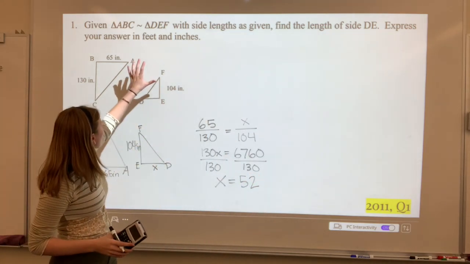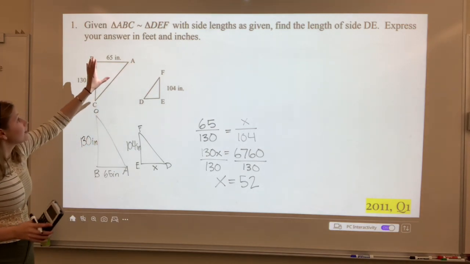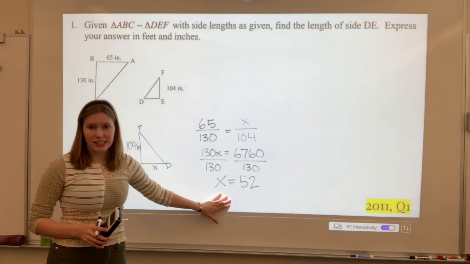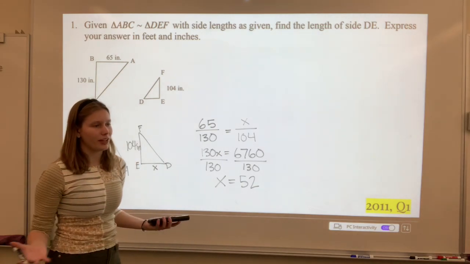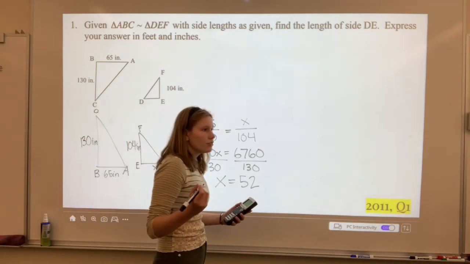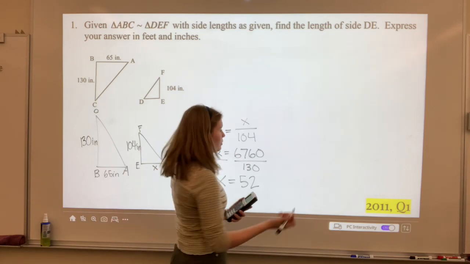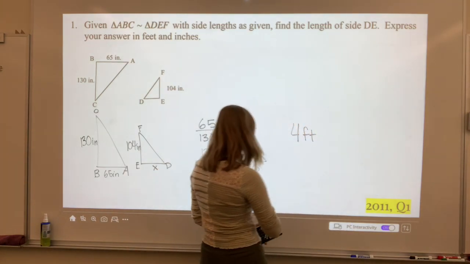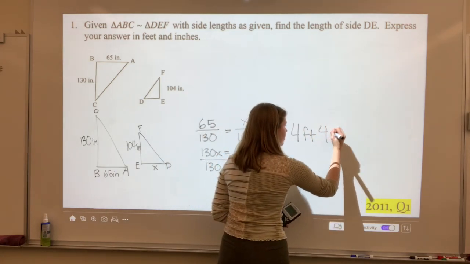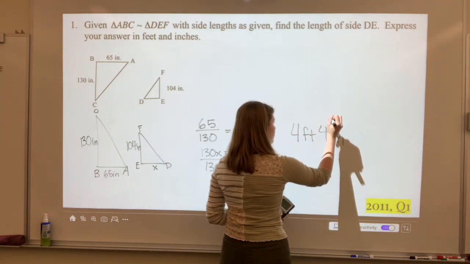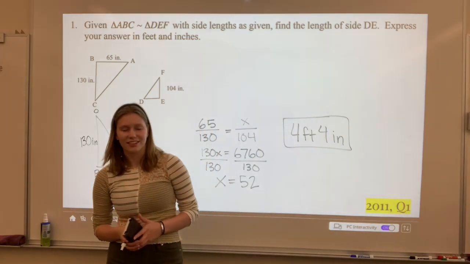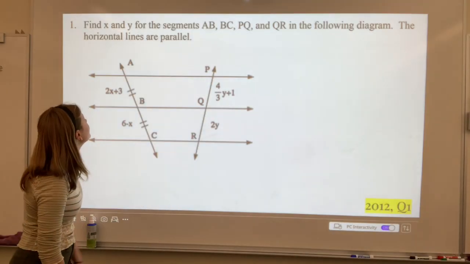But notice, the problem is asking for our answer in feet and inches. So we just need to turn 52 inches into feet and inches. And we know that 48 inches is 4 feet. So we have 4 feet and 4 leftover inches. And that is our answer. Let's move on. Here's our next problem.